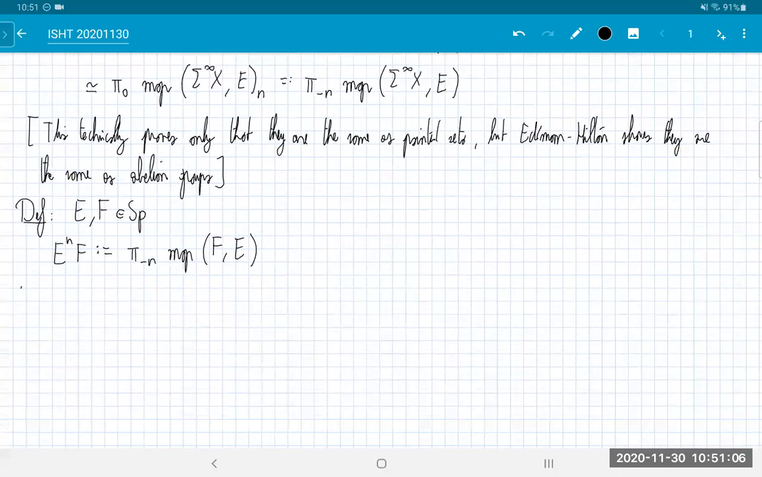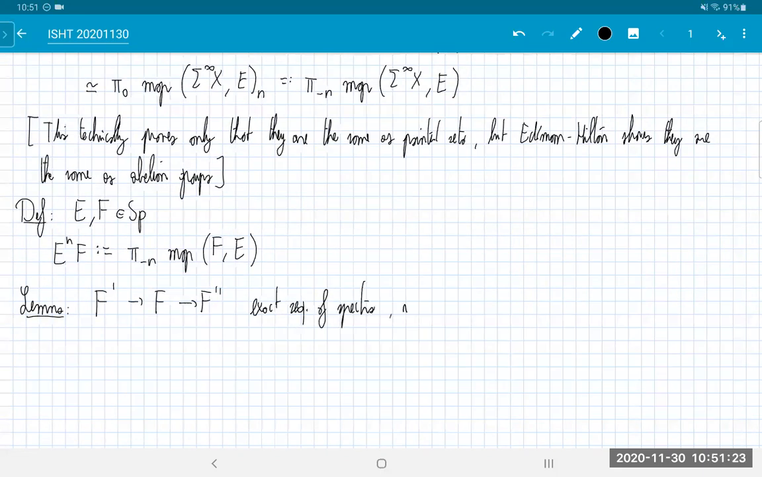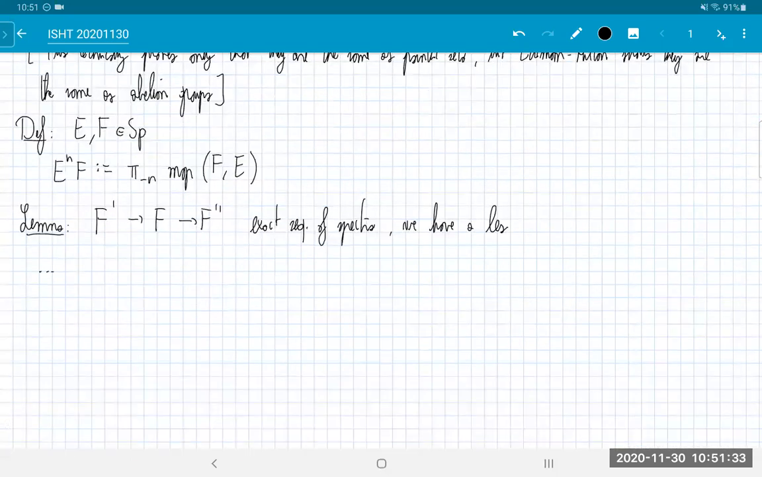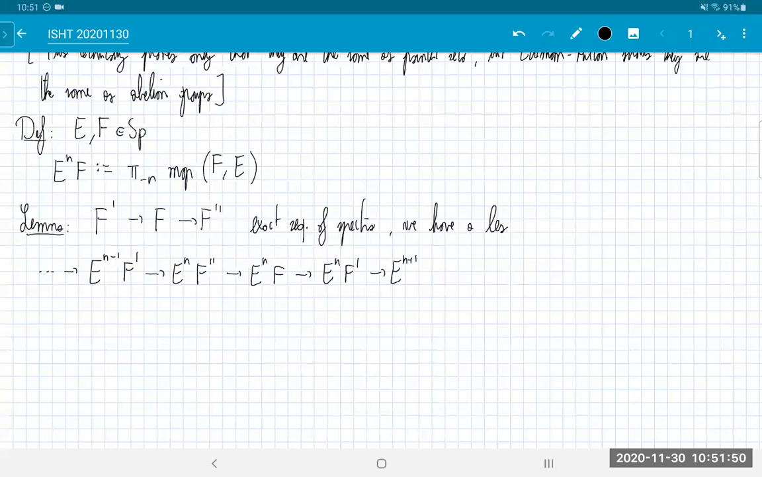Okay, and as a lemma, suppose you have F' goes to F goes to F'', an exact sequence of spectra, then we have a long exact sequence: E^(m-1)(F'), sorry, F', E^m(F''), E^m(F), E^m(F'), E^(m+1)(F''), etc.